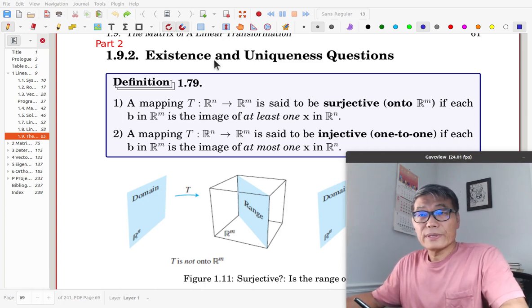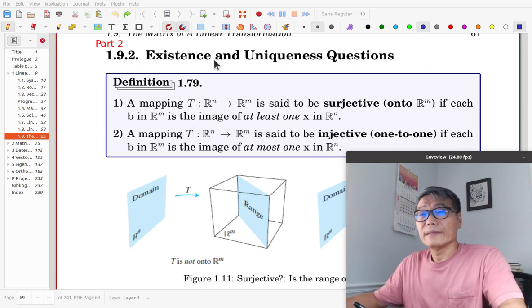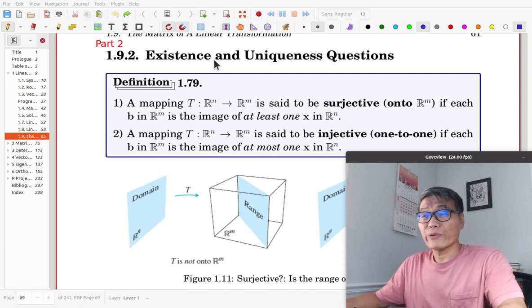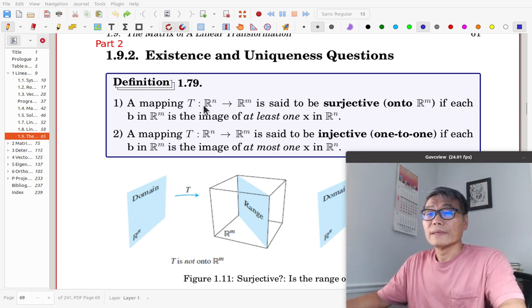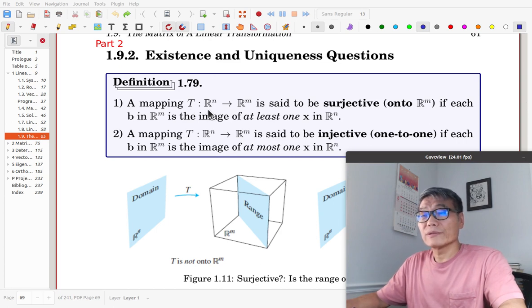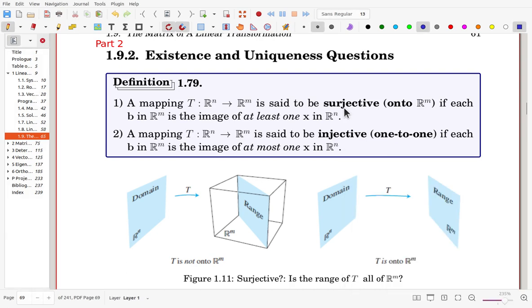It is part 2 of section 1.9, existence and uniqueness questions. Here we'll consider existence and uniqueness issues for matrix transformations. Let's see this definition. A mapping T from Rn to Rm is said to be surjective, or onto Rm, if each b in Rm is the image of at least one x in Rn.